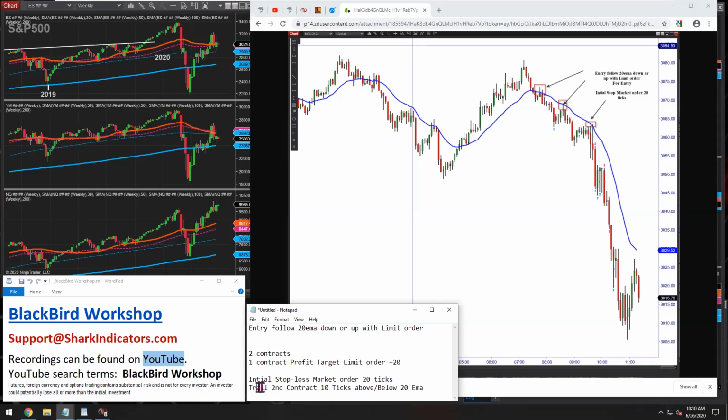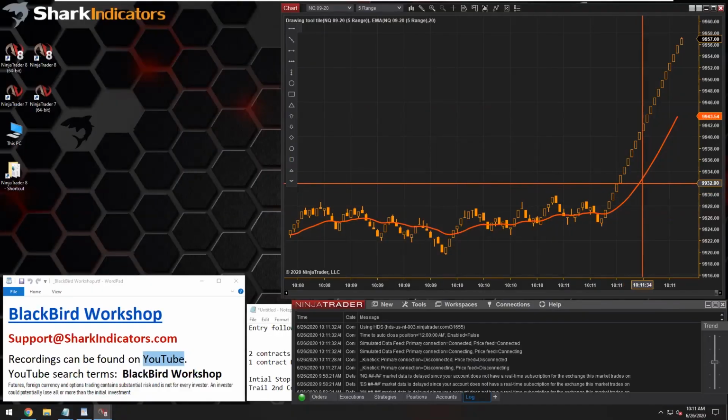Well, actually, it says trail the second contract. So I guess only the second contract will have the trailing stop loss. And well, I guess it would be 10 ticks below or above the 20 EMA. So reverse these. So it would be below for a long, right? Below the 20 EMA for a long trade or above it for a short trade. All right, there's our moving average.